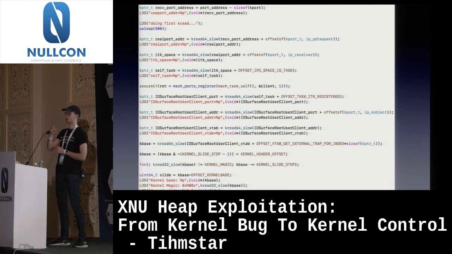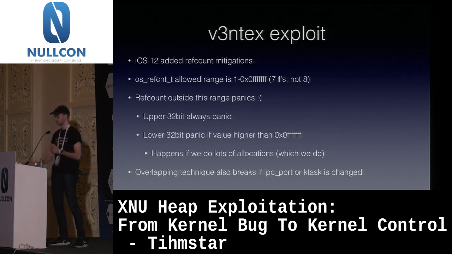If you know where the task is, you can call an API, mach_ports_register, which writes a pointer into that task struct. From there, you just read at an offset and get that pointer. So you leak the port of an IOKit object. That one has a port to a C++ object. That has a vtable, and reading the vtable, it points into the kernel text segment, and from there you can keep reading until you find the kernel header, and that's it.